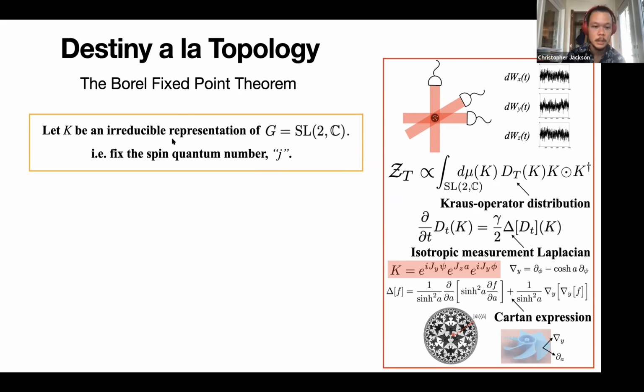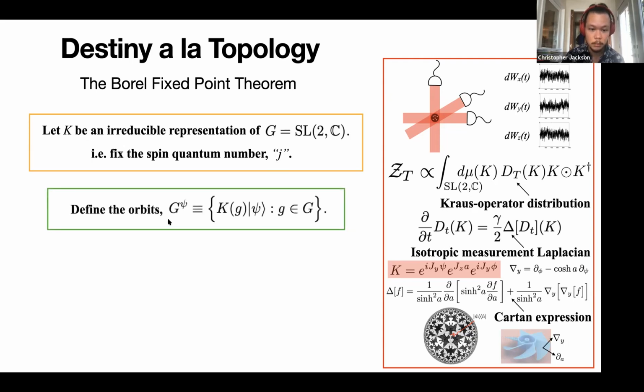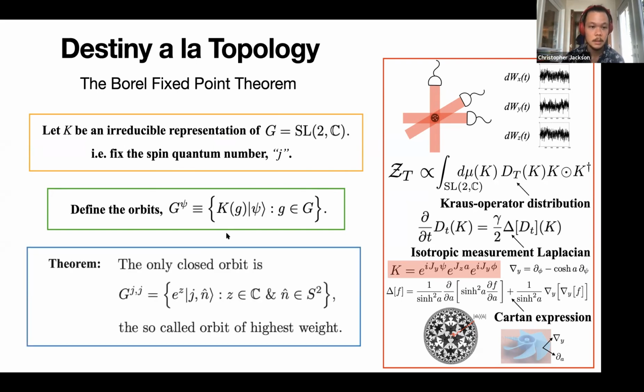So in the Borel fixed point theorem, the setting is you have an irreducible representation of SL2C, in general a complex semi-simple Lie group, so like our Krauss operators, and you imagine choosing or fixing the irrep, the quantum number J. What we're thinking about are these so-called orbits. Given any pure state, there is the space of all states of this form. For most states, this is going to be some 6-dimensional submanifold of the Hilbert space, and these are going to have a shape to them. The Borel fixed point theorem says that of all of those orbits, only one of them is closed, and that is the orbit of highest weight.